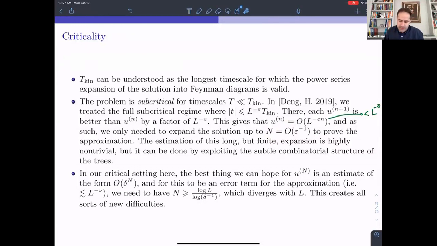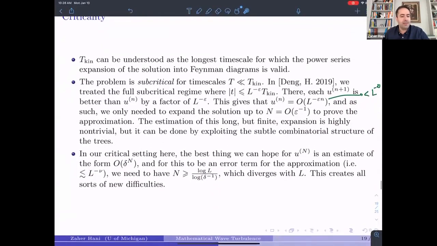which is the critical setting. So in this critical setting, the best that we can say about the nth iterate, and we can write down examples for that, is that it's better than the n minus 1 iterate by a factor of delta, which means that the best estimate we can hope for the nth iterate is order of delta to the n. And if I want this delta to the n to be less than L to the minus nu, I will need to take n to be larger than a log L. Basically, the minimum is log L over log delta inverse. In particular, I will need to take this order of expansion to diverge with L. And this creates all sorts of new difficulties.